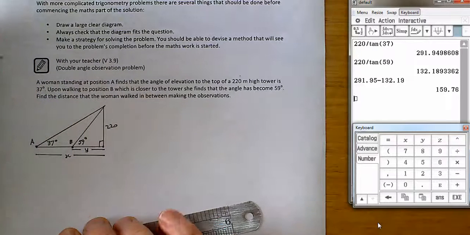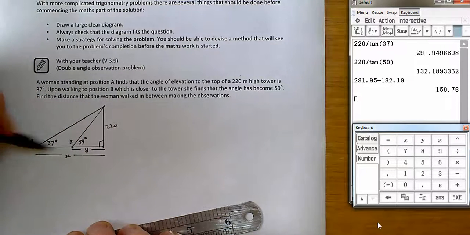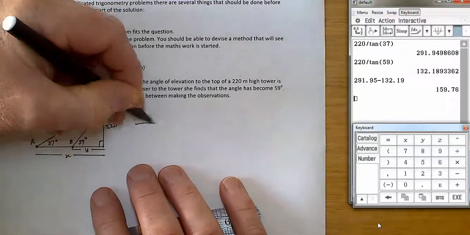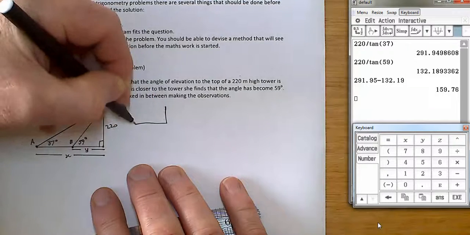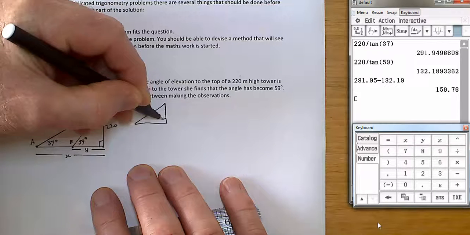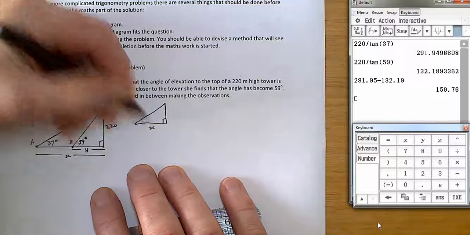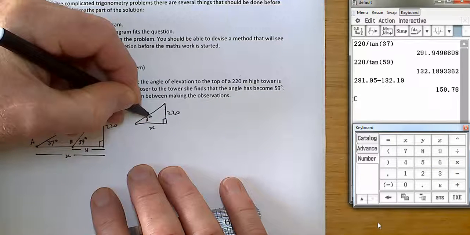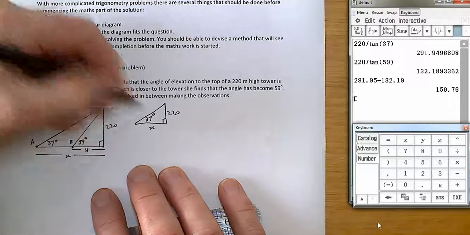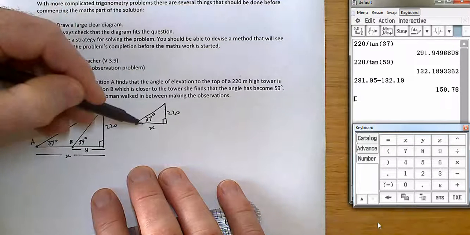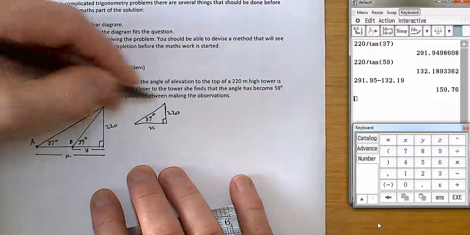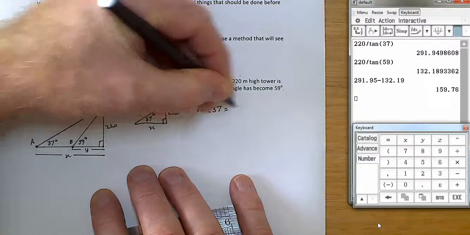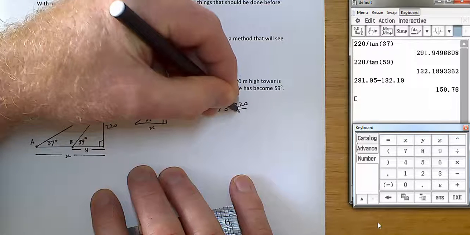Sometimes when you're doing a question like this, if we want to work out x, redraw that triangle without so much confusion. It'll make it easier if we just draw the bit that we're interested in to work out x. With 37 degrees, we can work out that. This question involves opposite and adjacent. It's a tan question. The tan of 37 equals 220 over x.